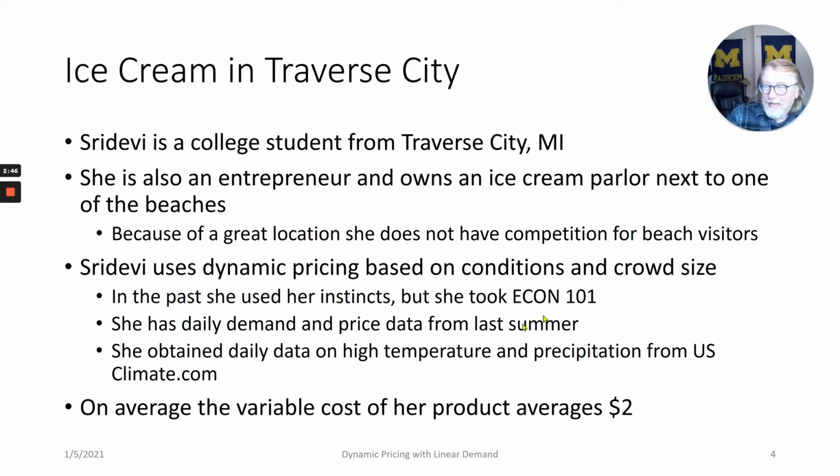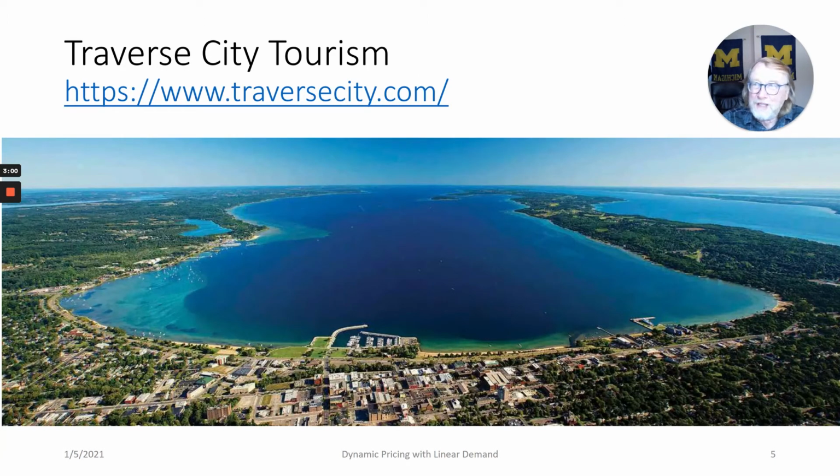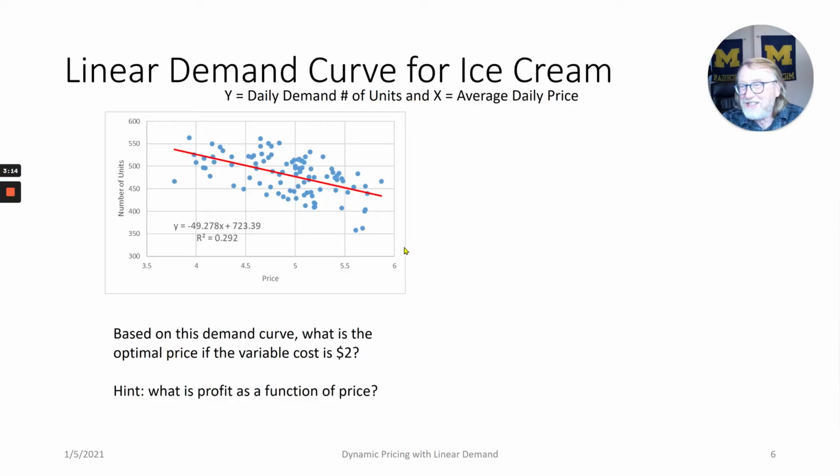So a little factoid: on average, the variable cost of her product is $2. Okay, and so that's the variable cost, just the cost of the ice cream cone or milkshake or whatever she's selling. Here's a beautiful picture of Traverse City, and it's actually 2 bays, a very beautiful place. And so there are the 2 bays, and you can see Lake Michigan in the background. If you ever get a chance, come on out to Michigan, visit Traverse City.